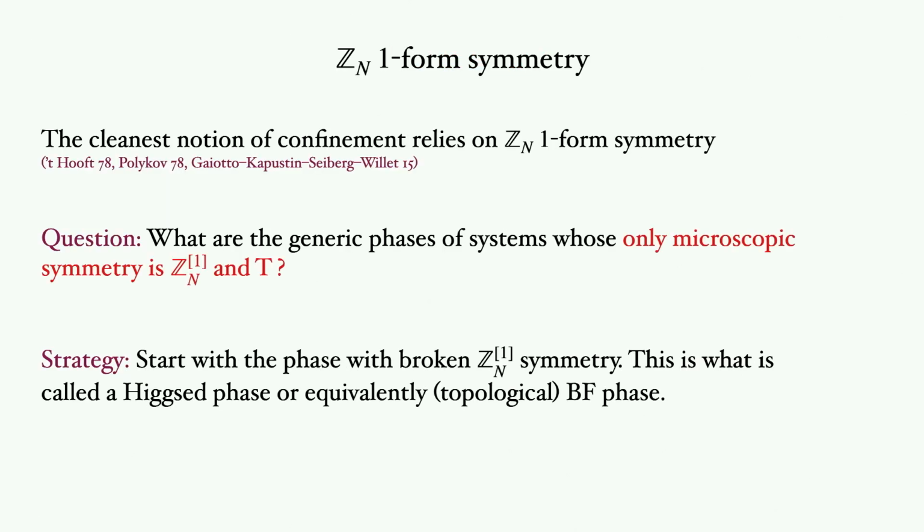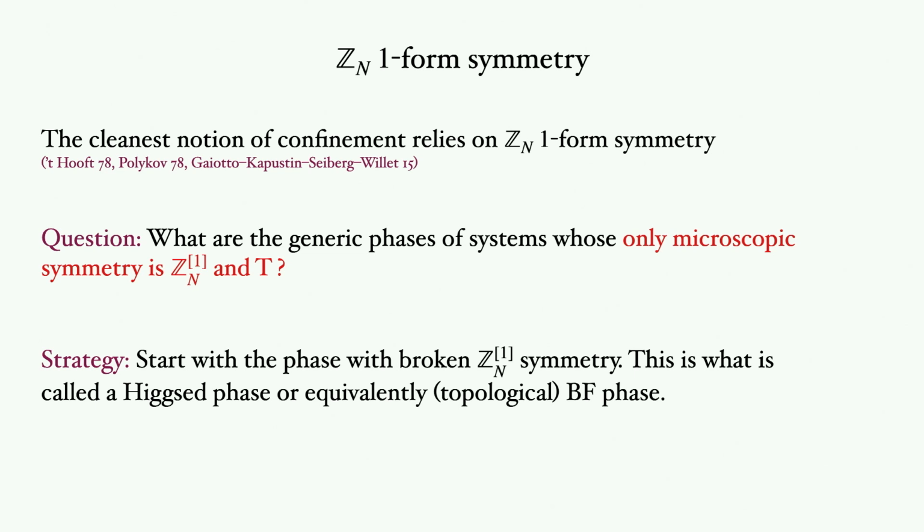Let me tell you the idea. Let me first tell you what Z_N one-form symmetry is. This is the notion of confinement; the cleanest notion of confinement relies on the Z_N one-form symmetry. Then Wilson loops become order parameters for the symmetry, and you can make a precise statement about the nature of confinement.